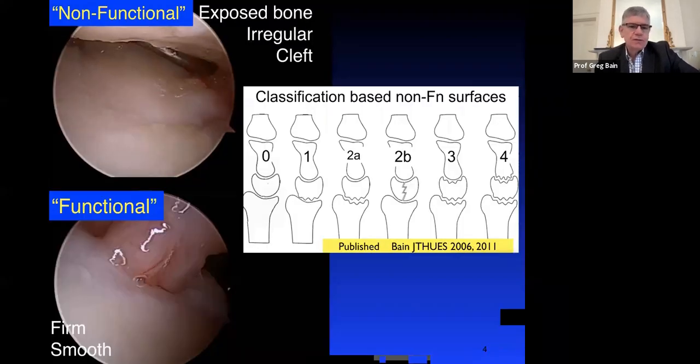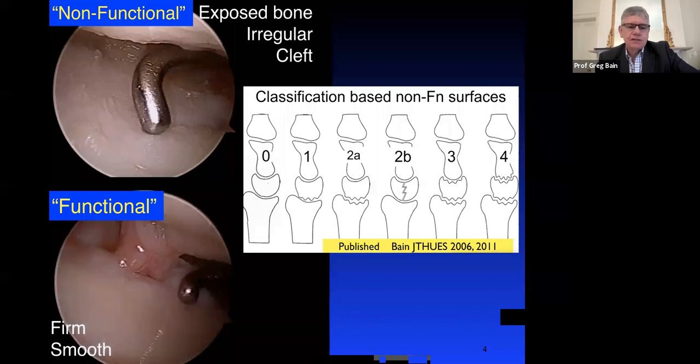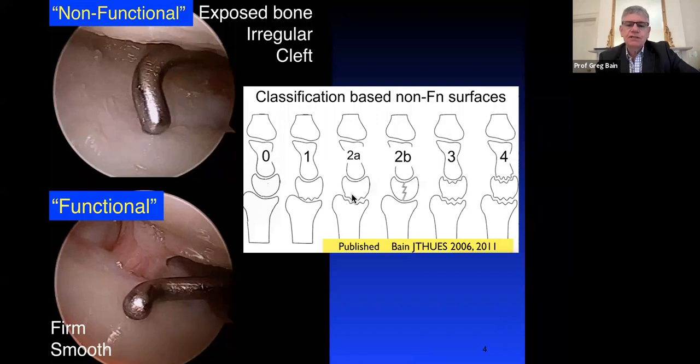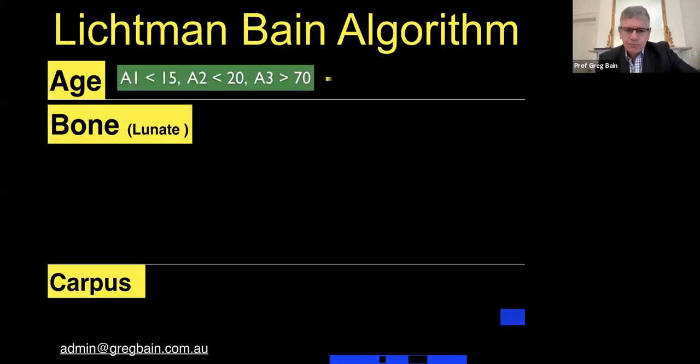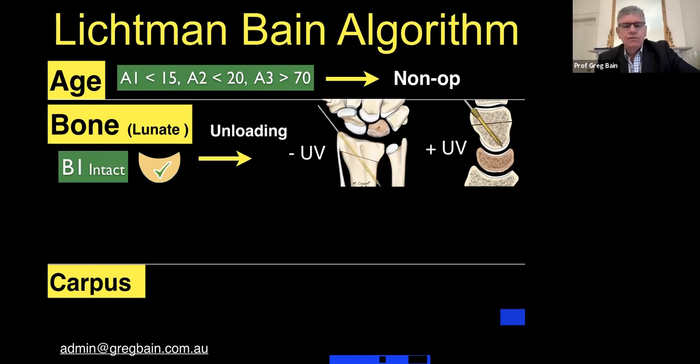We'll also talk about the role of arthroscopy, which is probably my biggest contribution here. We've looked at the non-functional articular surfaces, which are regular, and we've used this to put this into a classification depending upon which aspect of the articulation is involved. And this algorithm that we developed with David Lickman, where the age, where the patient is young, does well, or very old, they're probably best not needing surgery.